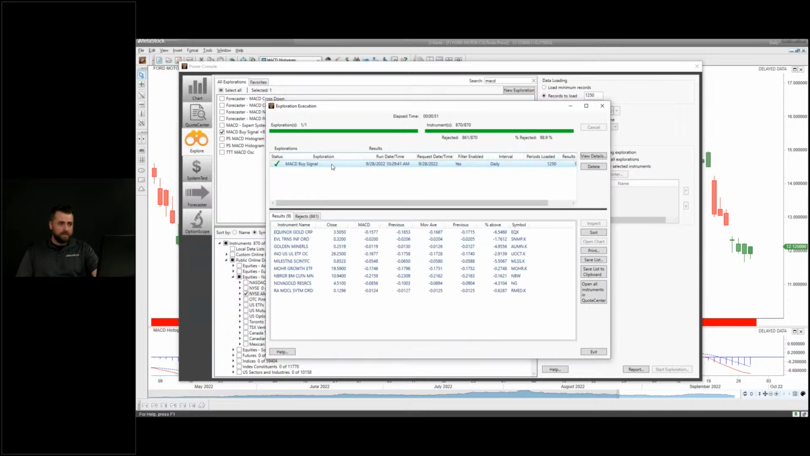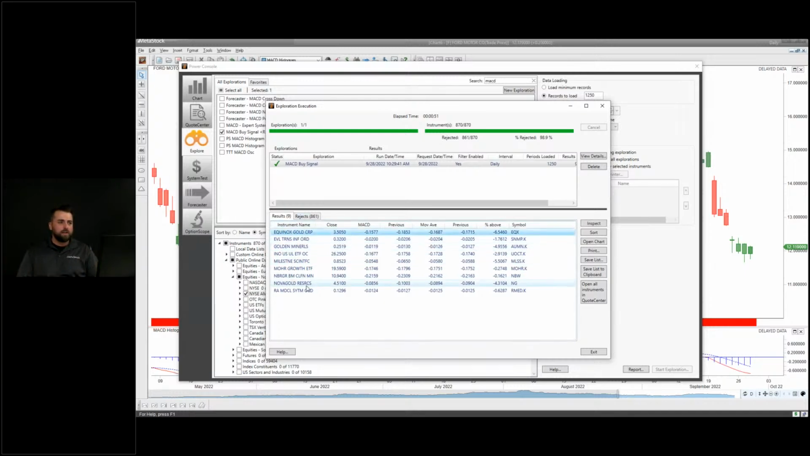So now what you'll see, I have a list of my results. Of those 870 securities, only 9 of them are giving me a buy signal today. Now that doesn't necessarily mean that I want to buy all 9 of these securities. You know, there's other forms of analysis you might want to do, but this is at least letting me know, hey, these, according to MACD, are currently generating a buy signal, and it can save me a lot of time.